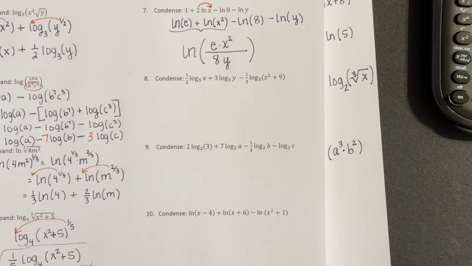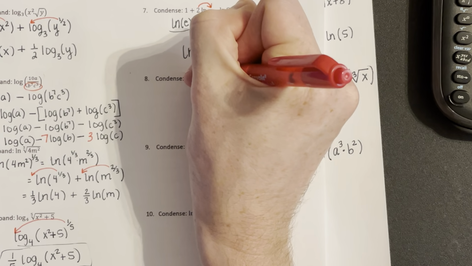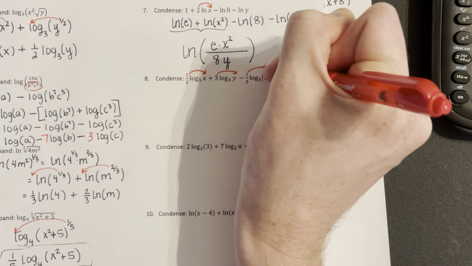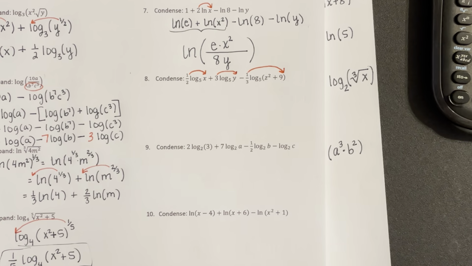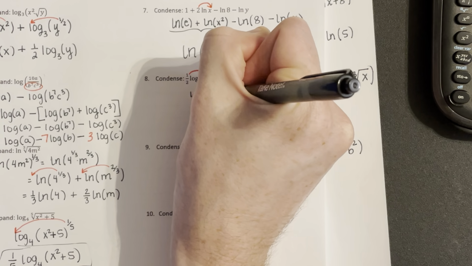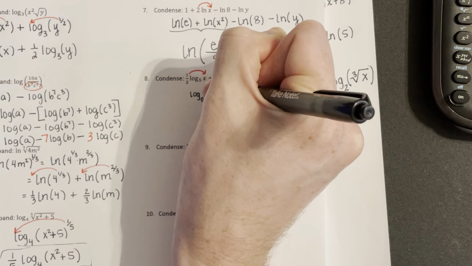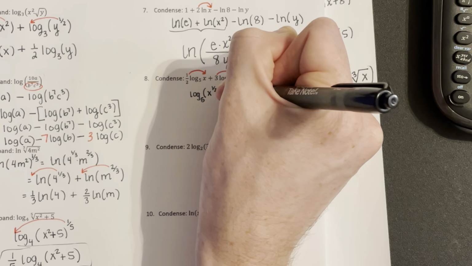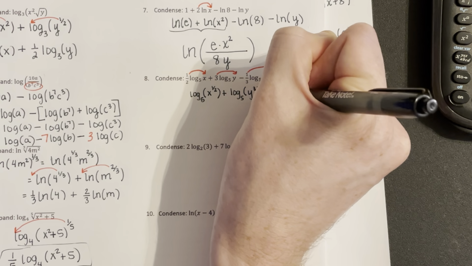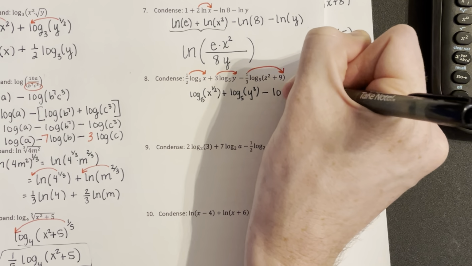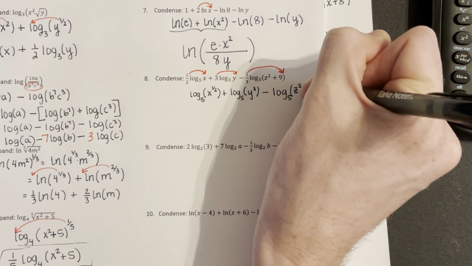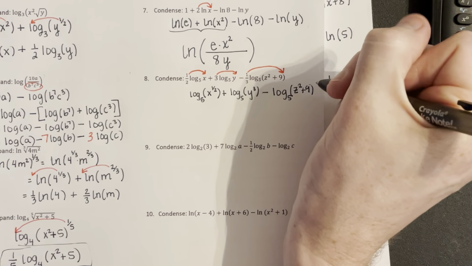All right, number 8, I have lots of powers, so this would be a power of 1/2, a power of 3, a power of 1/3. I'm just going to do that part first. Log base 5 of x to the 1/2 plus log base 5 of y to the 3rd minus log base 5 of z squared plus 9 to the 1/3 power.